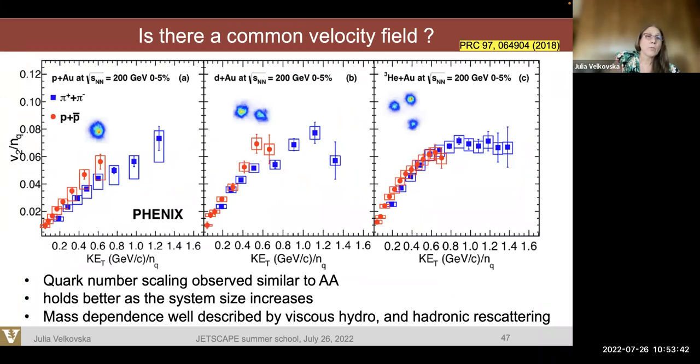We looked at the quark number scaling for the three systems, and it looks like it approximately holds also in these small systems, much better in helium-3 than in proton-gold, but overall not bad.